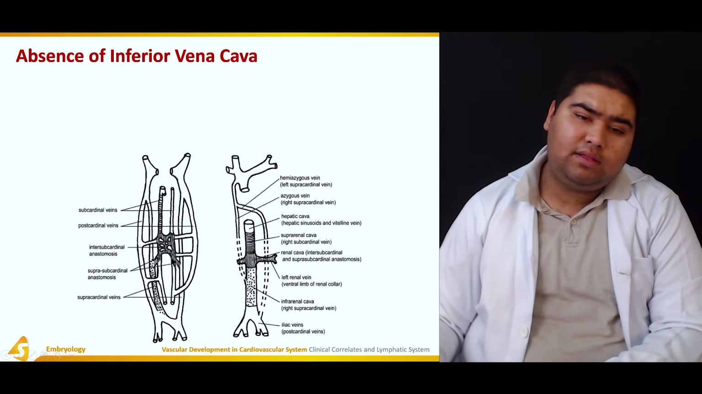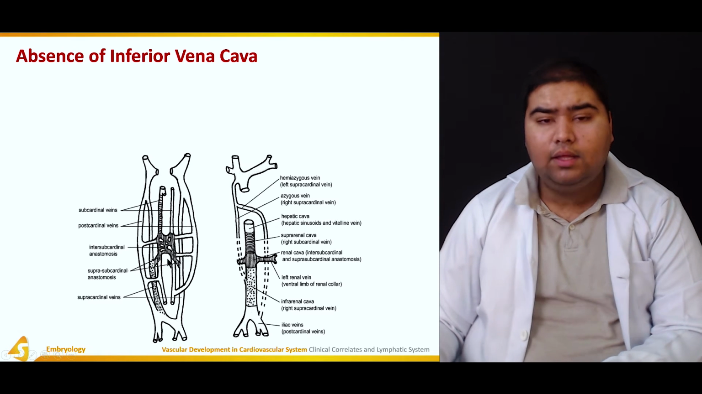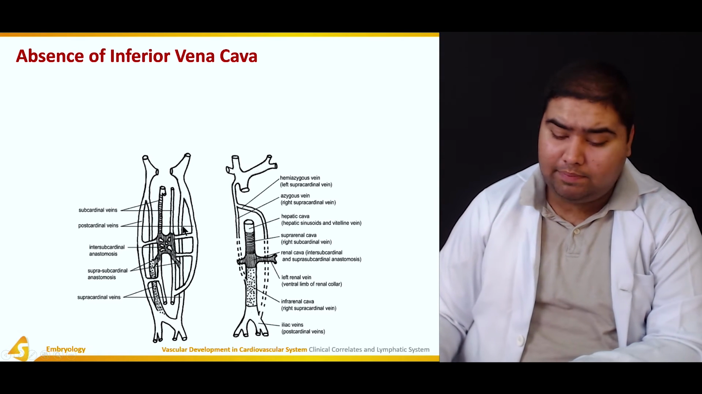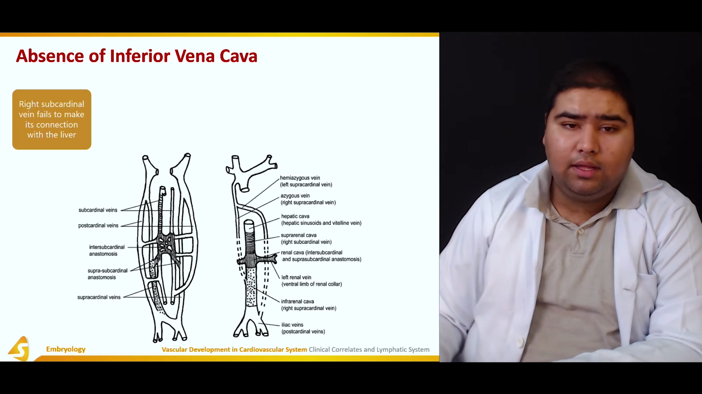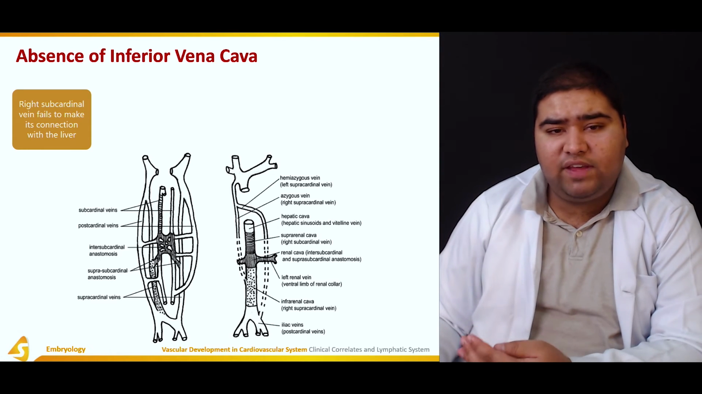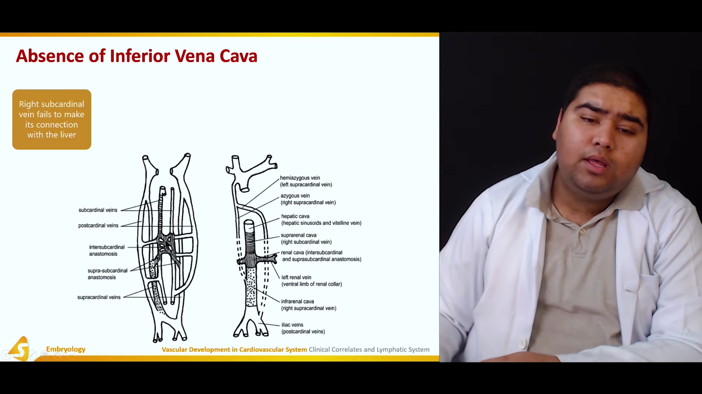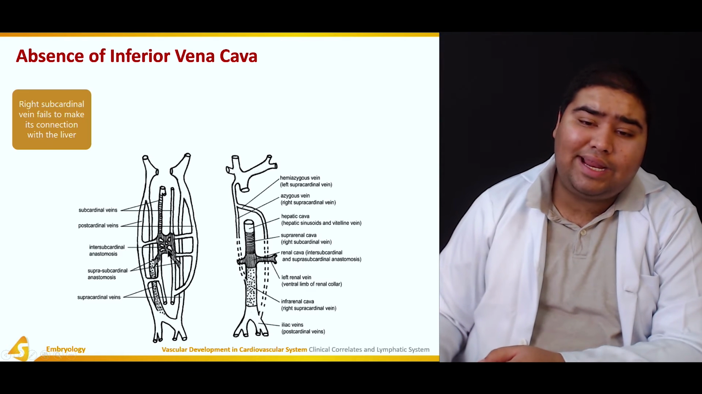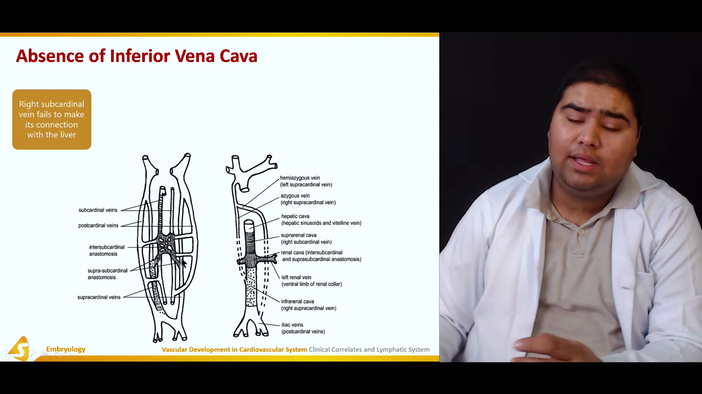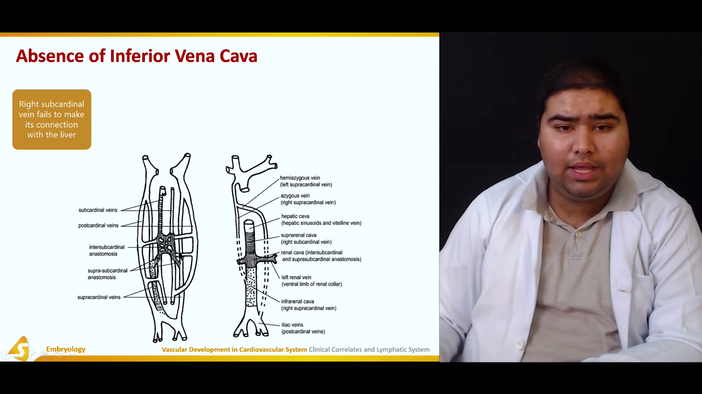Here you can see these are the various anastomotic channels which help in the production of vena cava. We'll see how absent inferior vena cava may occur. The right subcardinal vein fails to make its connection with the liver. So this is the right subcardinal vein. The right subcardinal vein is supposed to make its connection with the liver. This anastomosis has to be there, but it may fail to occur, and hence it may not form properly.